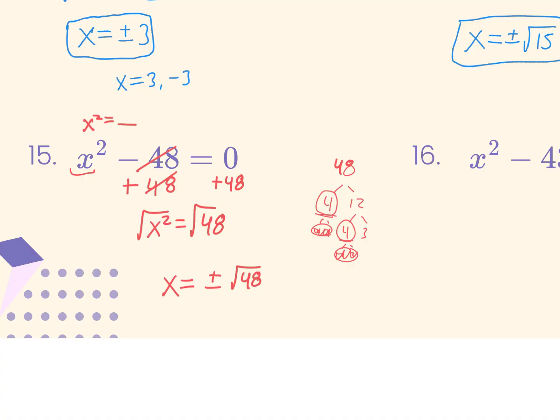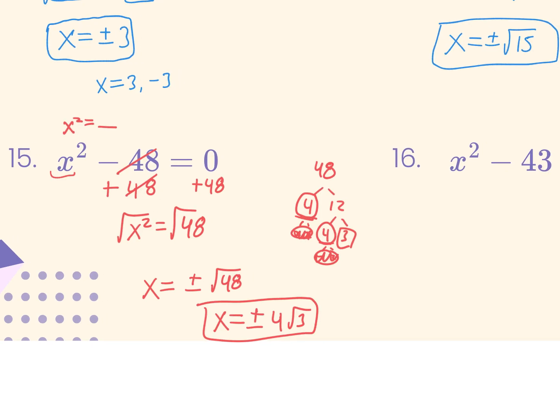So the square root of 48, my pairs are going to be a 4, so then I get x equals positive or negative 4, and then I have a 3 left over underneath the radical. All right, so you always want to make sure your answers are simplified fully.